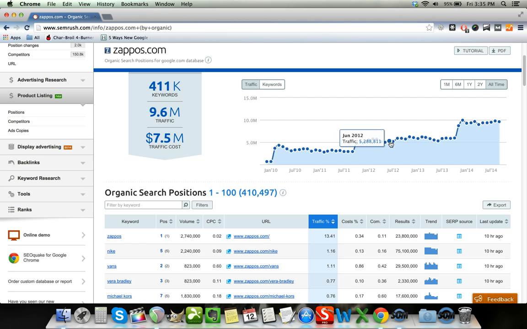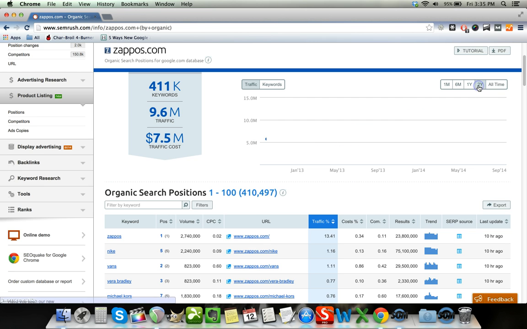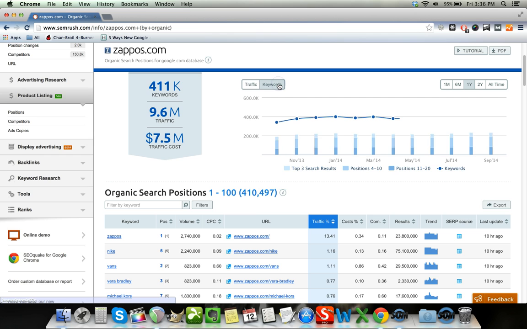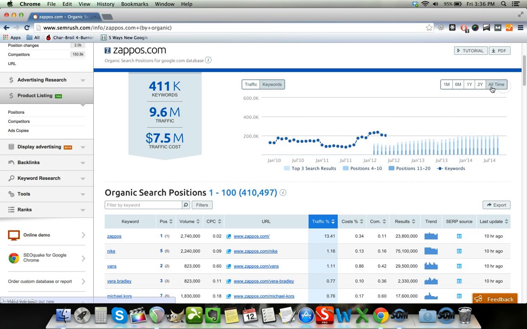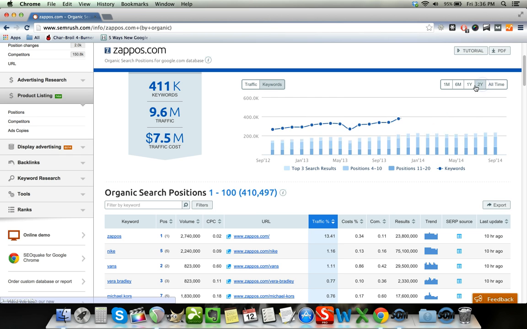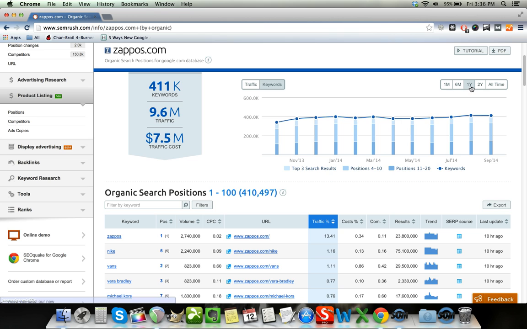Here we have the graph showing us all-time traffic for Zappos.com. We can switch that to 2 years, we could switch that to 1 year, or even to 6 months. We also have fluctuation keywords right here. Okay, I could set that to be all-time, I could set that to be for the past 2 years. Right now we've got it set for a year.